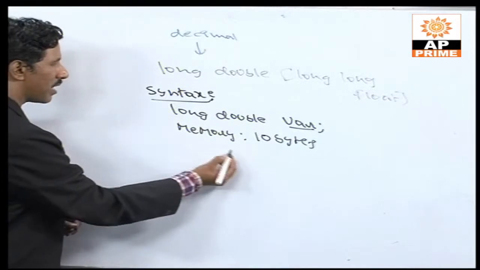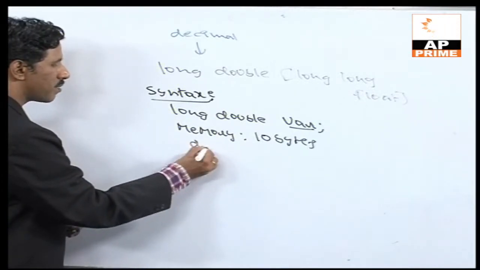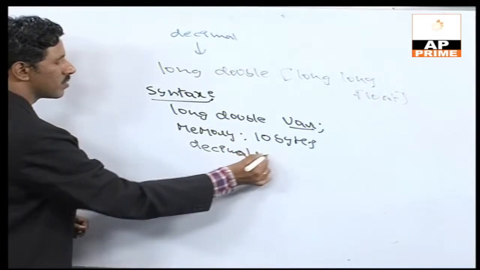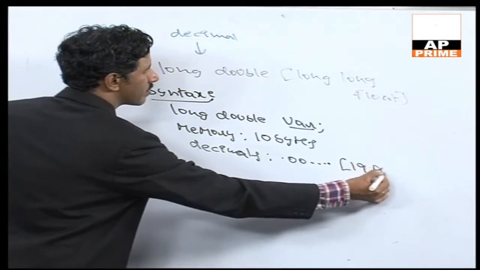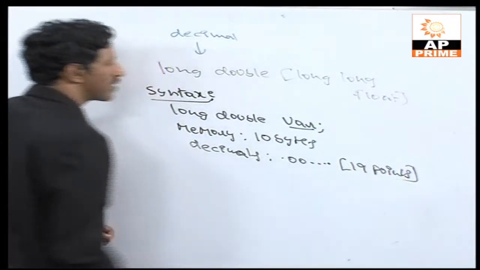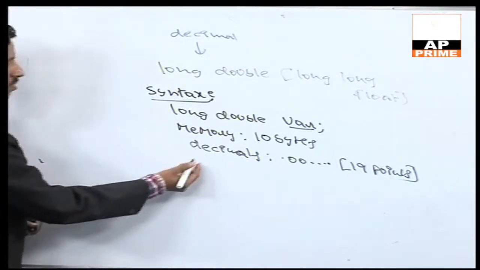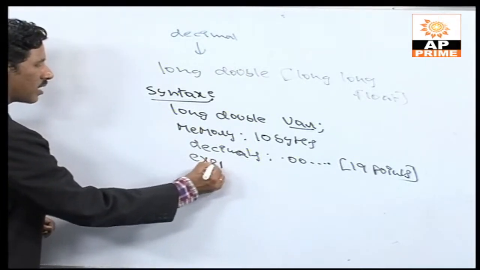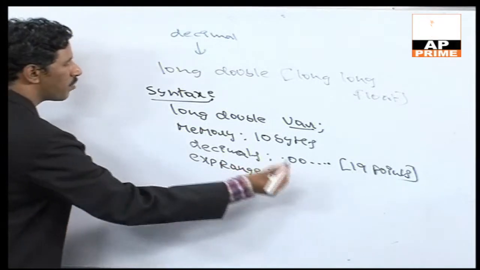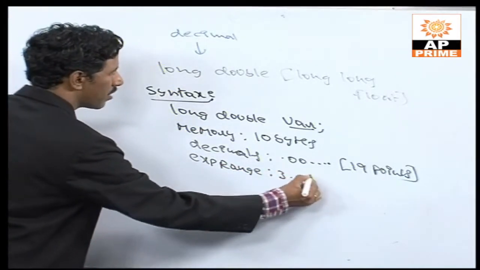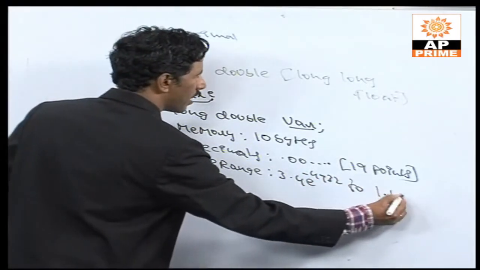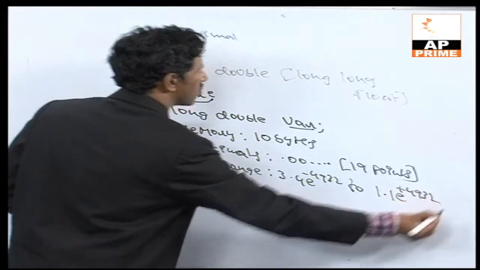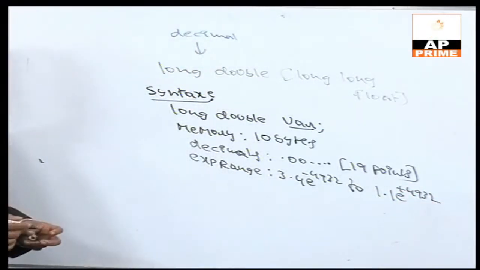For the long double, what are the decimal points? How many decimal points are allowed? 0.00 like this. 19 points. 19 decimal points are allowed. Exponential range is also allowed, e power values 3.4 e power minus 4932 to 1.1 e power plus 4932. Exponent values are also allowed.